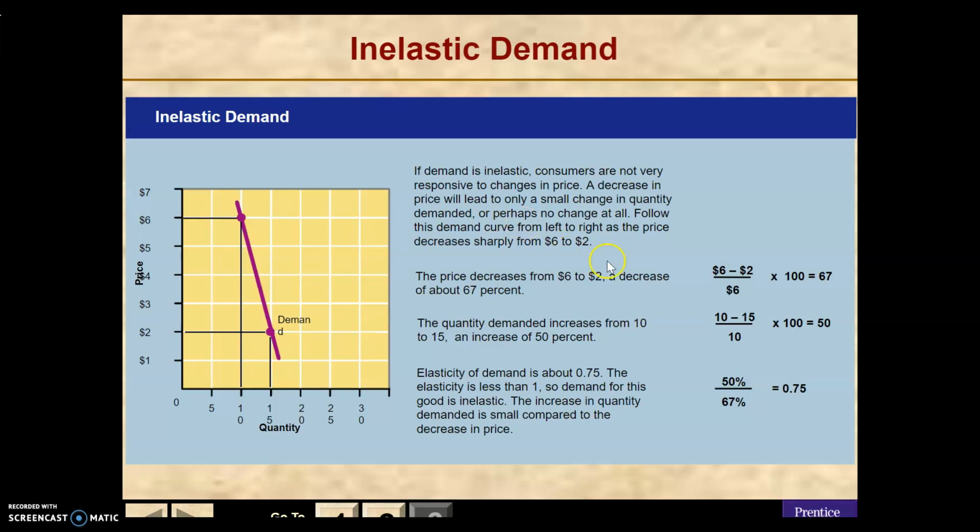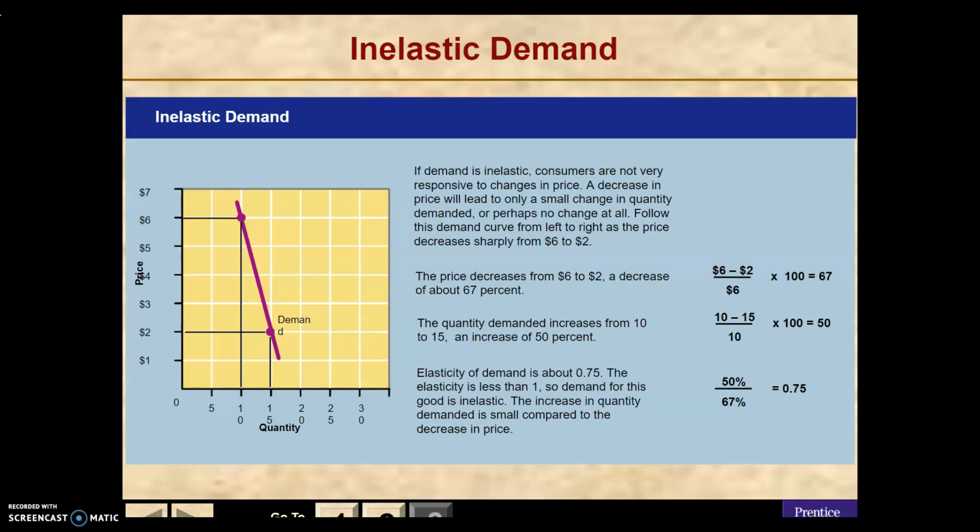So here it's going from 6 to 2. So 6 minus 2 is 4, excuse me, you divide it by the original number. 4 divided by 6 is 0.666 repeating. Times it by 100 and round, or 67, right?